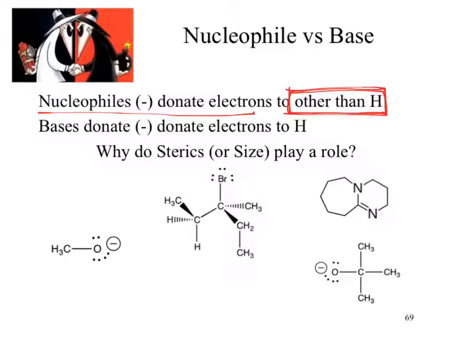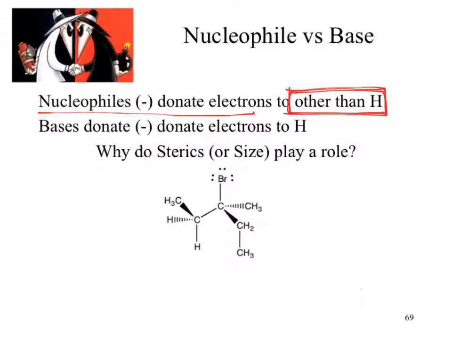So if we looked at a nucleophile reacting with the substrate shown in the middle there, where would the nucleophile need to react? The nucleophile needs to react with that carbon, where our leaving group is attached. So there are going to be some considerations for where that nucleophile has to go through an attack. What happens if we switch now to a base?